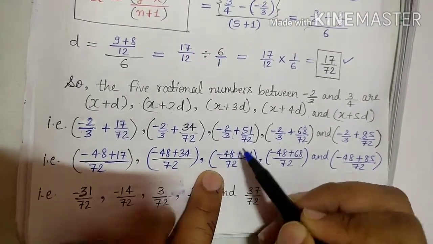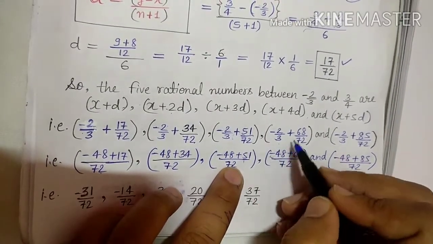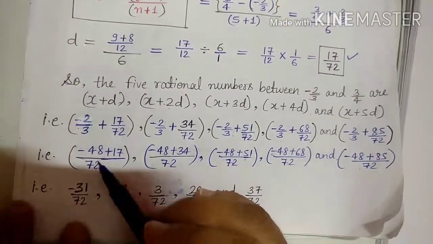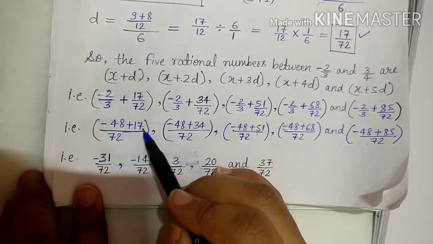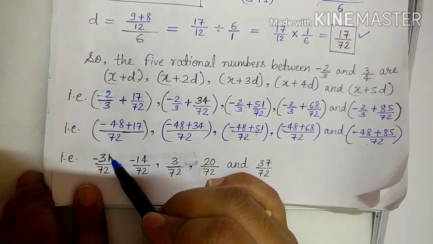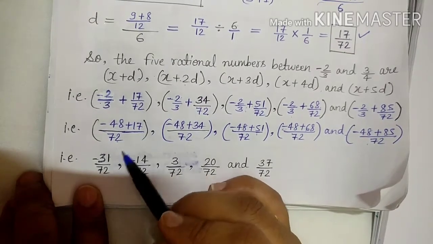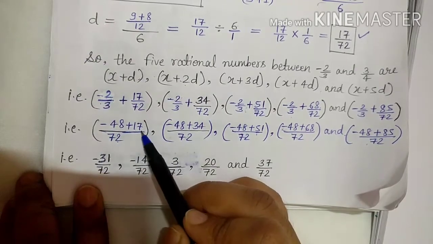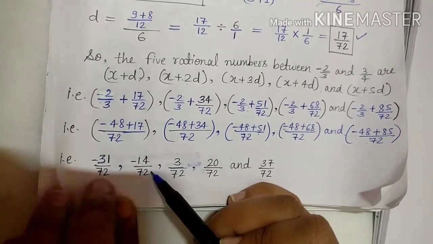Minus 48 upon 72, what? Plus 51. Minus 48 plus 68 upon 72. Minus 48 plus 85 upon 72. When we solve them, minus 48 plus 17. So minus plus minus. 48 minus 17, it will come 31. How much it will come? 31, because 8 minus 7 is 1, 4 minus 1 is 3. So it will come with the sign of minus, because 48 is greater than 17. So minus 31 upon 72 is the first number.